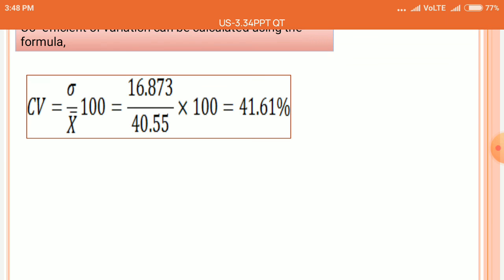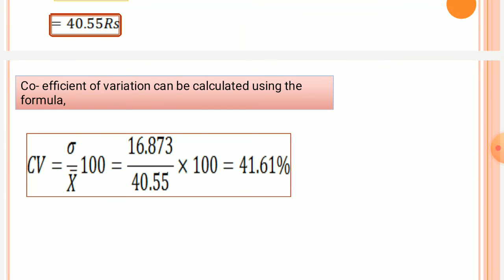Now calculate the coefficient of variation. That can be calculated as standard deviation by arithmetic mean into 100. So the value of standard deviation 16.873 and the value of arithmetic mean 40.55 into 100 is equal to 41.61%. So this is the value of coefficient of variation.